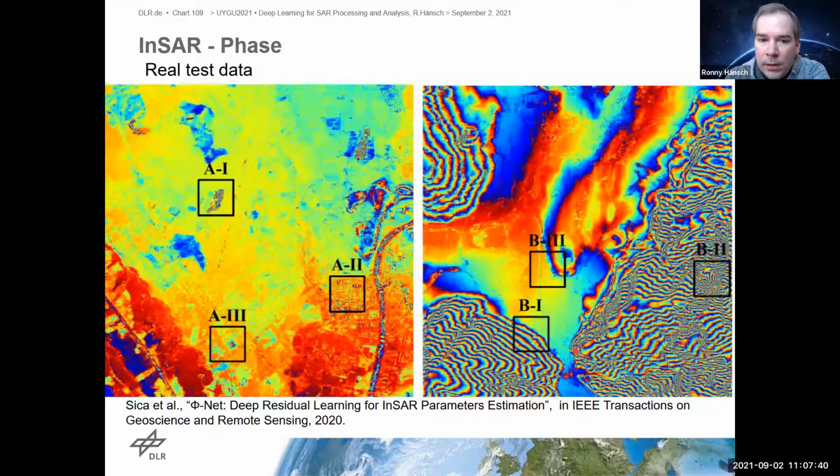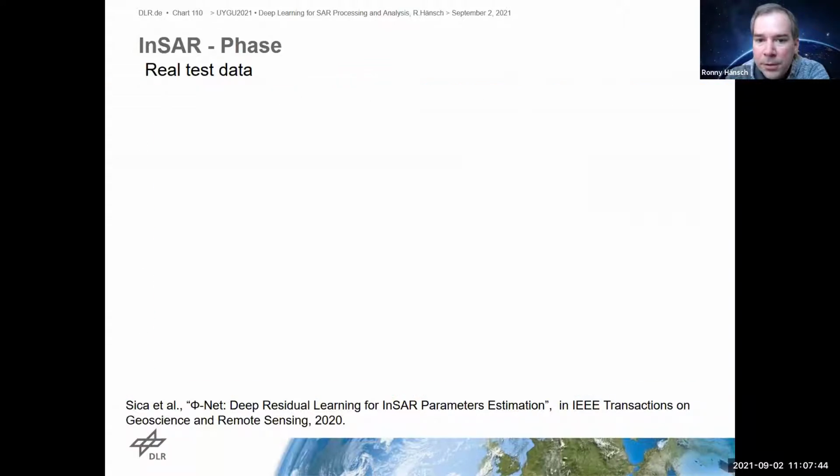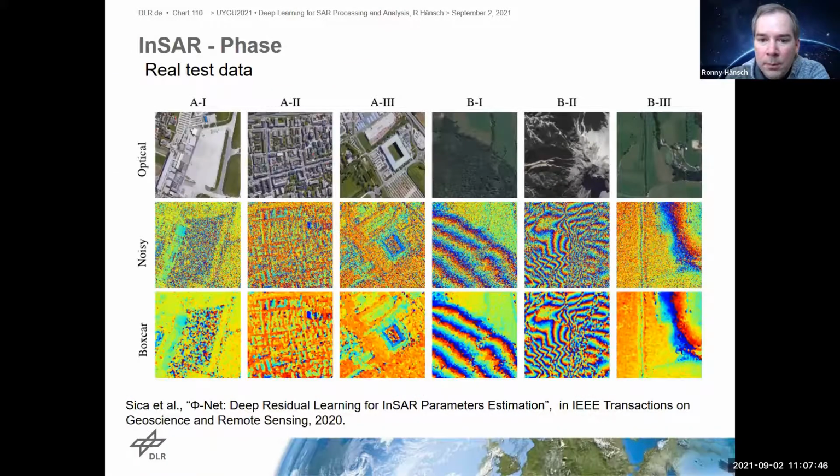And we can zoom in a little bit in those regions. You see very fine-grained structures. And if you zoom in a little bit more, then we can analyze the noise pattern. So here you would see the optical images of those parts of the SAR images, right? Of course, they are not used in the processing in any way. This would be the input, right? So the real noisy interferograms.